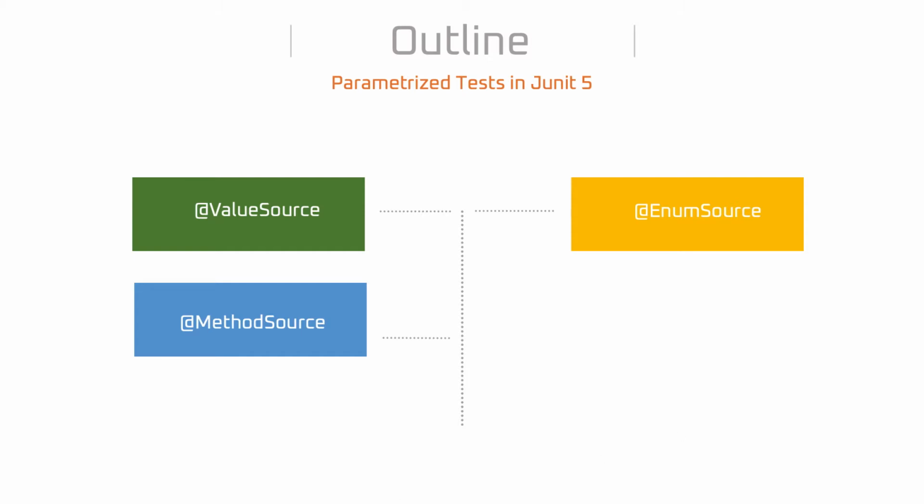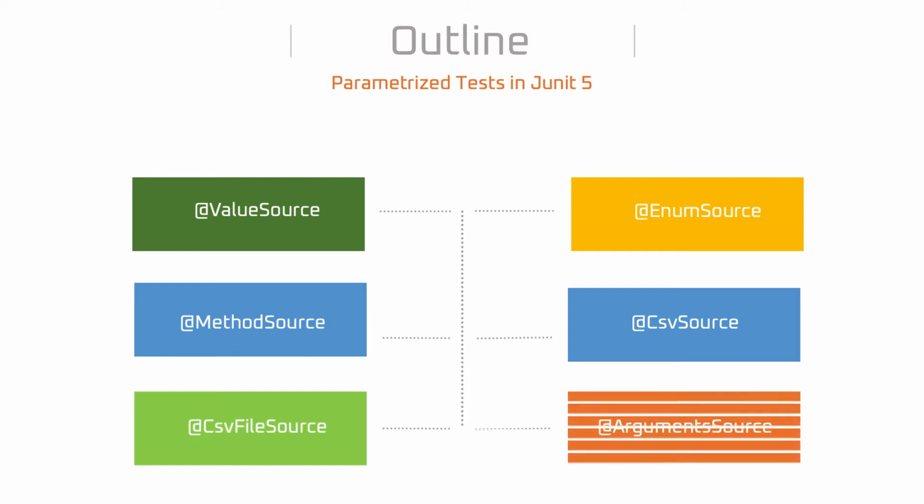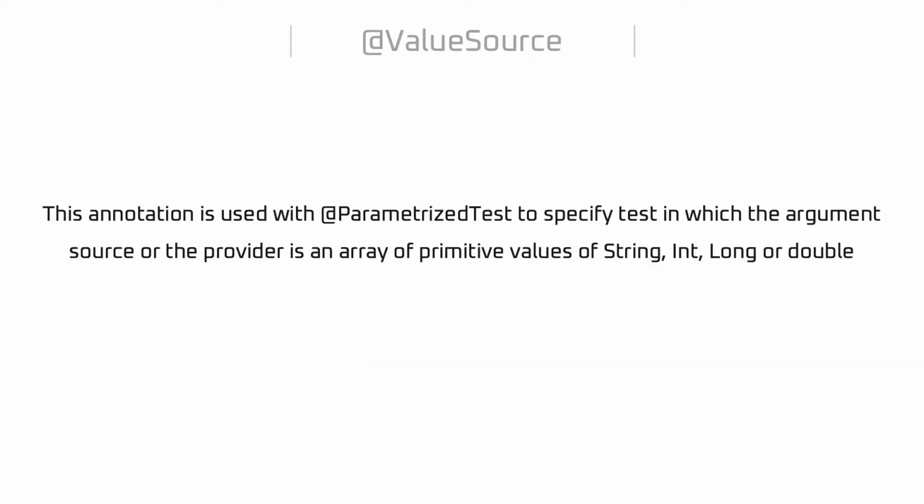Next, we have the @CSVSource annotation. This is an argument source which reads comma-separated values from its attribute. We have also the CSV file source annotation, which is used to load the CSV file from one or more class path resources. Finally, we have the @ArgumentsSource annotation used to specify a custom argument provider. We will see also an example for this argument source. We will start with the value source parameterized test.